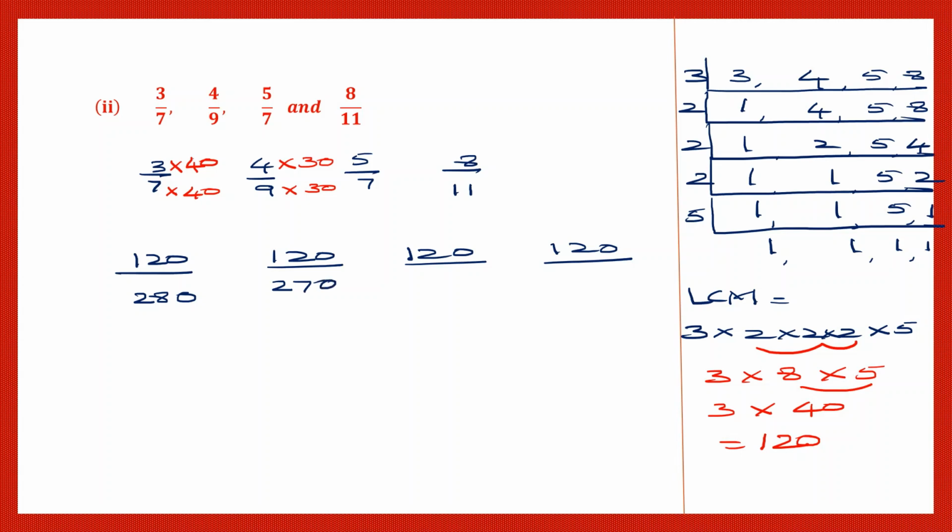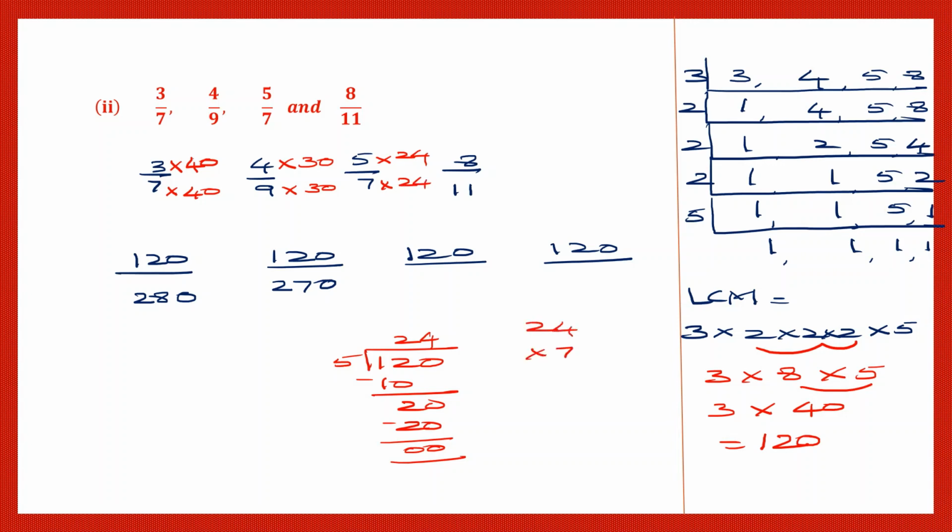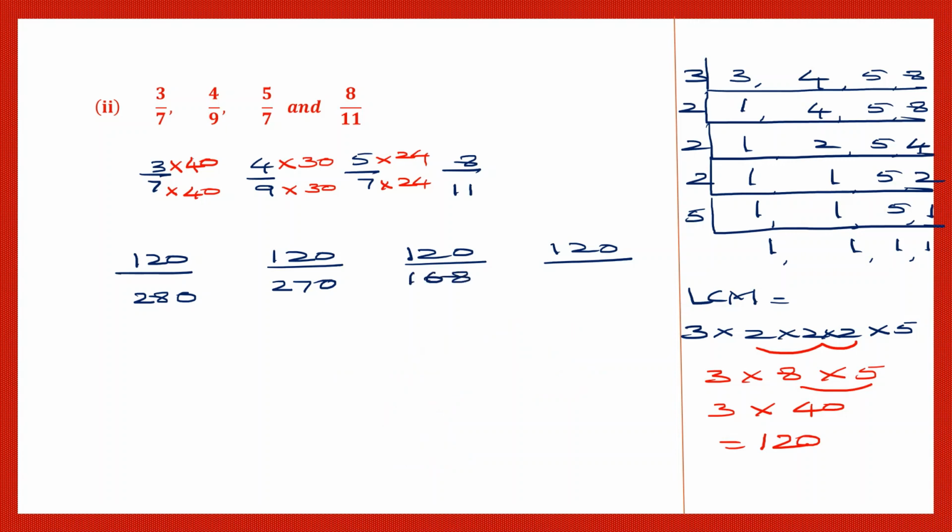Now let's go to the next fraction. 5 into what is 120? So to find, you can do that division. 120 divided by 5. 5 twos are 10, minus 20. 5 fours are 20, minus, so what have we got here? 24. So 5 into 24. So let's multiply 7 into 24. So 24 into 7. 7 fours are 28, carry 2. 7 twos are 14, 15, 16. So we have 168.